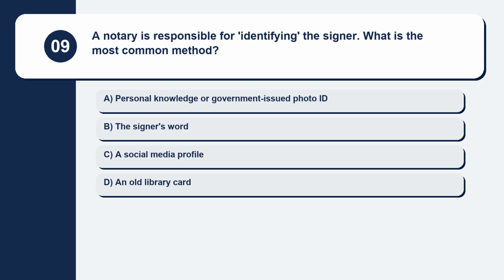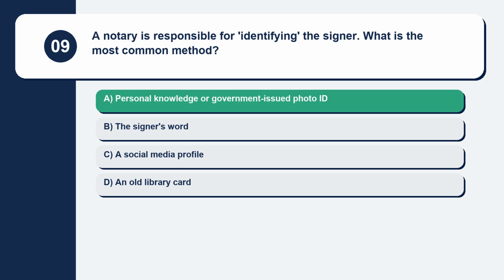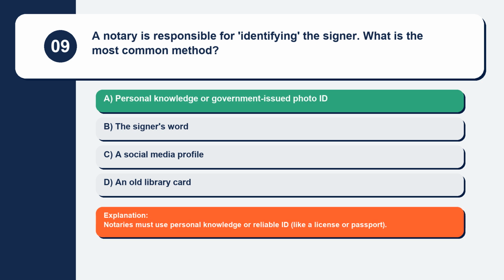Question 9. A notary is responsible for identifying the signer. What is the most common method? Personal knowledge or government-issued photo ID. The signer's word. A social media profile. An old library card. Notaries must use personal knowledge or reliable ID, like a license or passport.